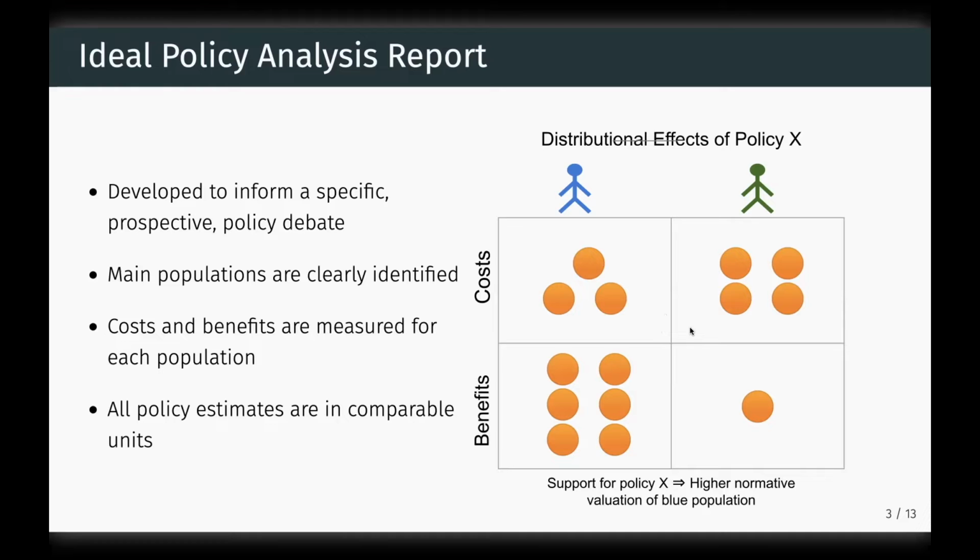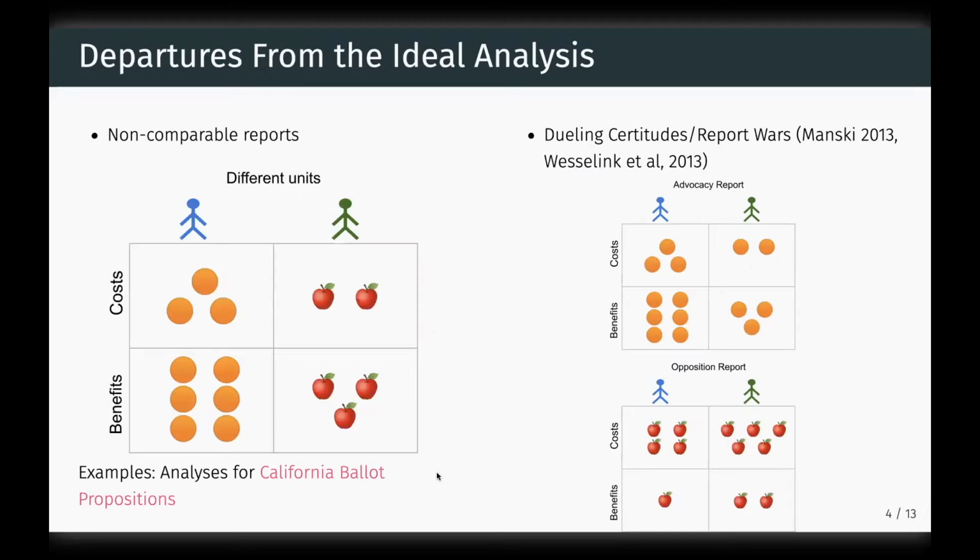And the important thing is that if you see a policymaker read this report, or a voter, or any key decision maker here, and they say that they support the policy, they are revealing, we are learning, that they have a higher normative valuation of one population over the other. So a clear, transparent policy analysis combined with decisions from policymakers allows us to learn about how policymakers value things. And that's a key piece here.